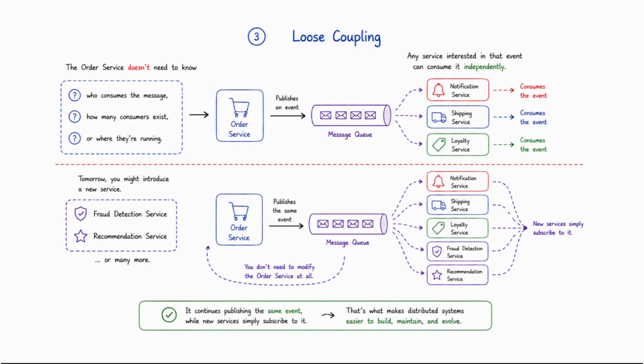And the third is loose coupling. The order service does not need to know who consumes the message, how many consumers exist, or where they are running. It simply publishes an event. Any service interested in that event can consume it independently. Tomorrow, you might introduce a fraud detection service or a recommendation service. You don't need to modify the order service at all. It continues publishing the same event, while new services simply subscribe to it. That's what makes distributed systems easier to build, maintain, and evolve.